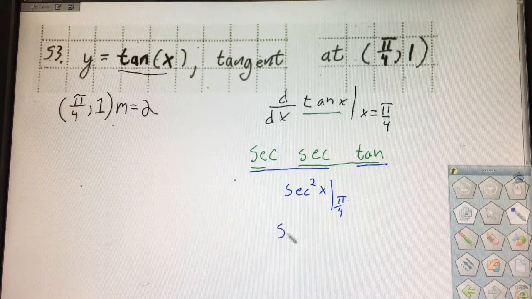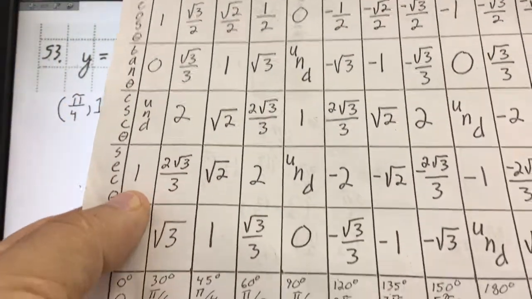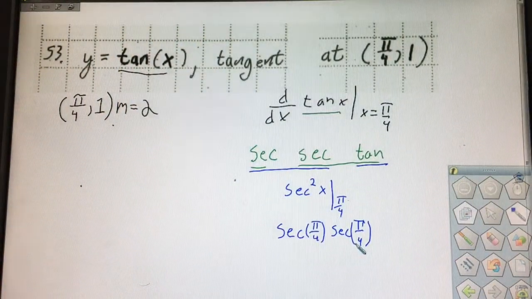So this is going to give me the secant of pi over 4 times the secant of pi over 4. And this is one of the reasons why we learned the unit circle so well. Secant of pi over 4, notice, is root 2. So this is going to give me root 2 times root 2. And that's how I got my slope of 2.